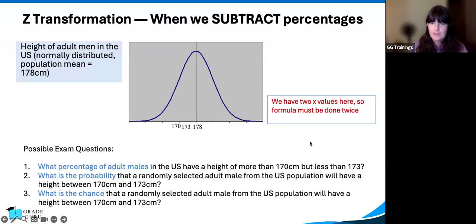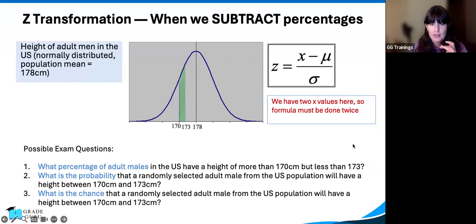Okay, so in some cases we add and in some cases we subtract. What does it look like visually when we have to subtract our percentages? Looks something a bit more like this. So if they ask a question, what percentage of men have a height of more than 170, but less than 173? Okay, so it's this tiny little area. And you can see that the area they ask about doesn't touch the mean at all. So it doesn't cross over the mean, doesn't touch the mean, and it doesn't go out into the tail either.